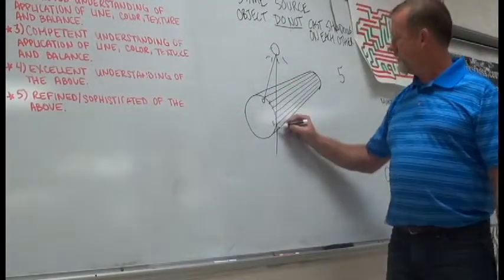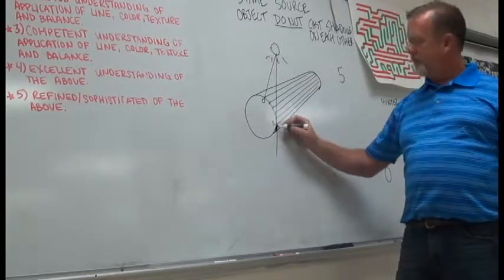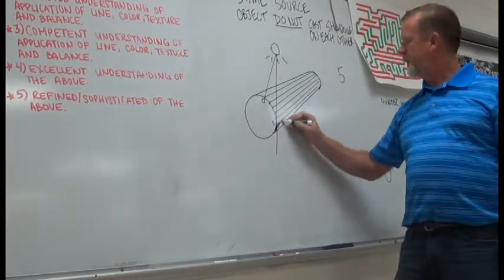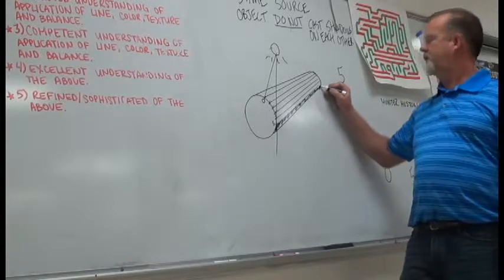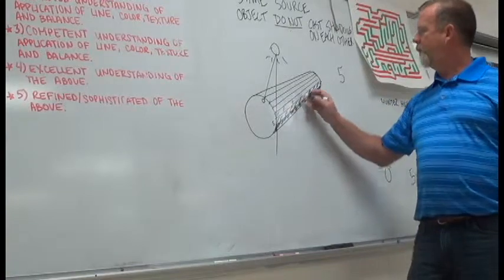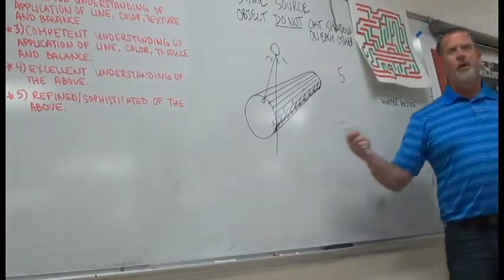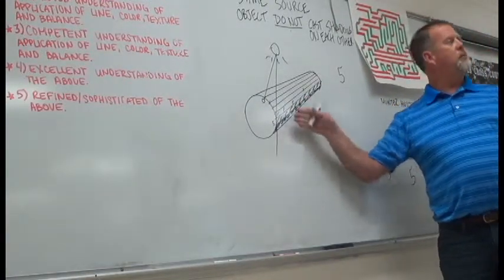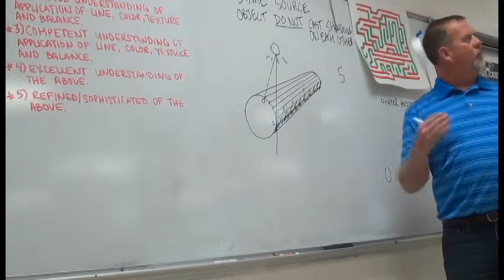So this right here would be my darkest value. This might be a 6 right here, all the way down. And then I would do 5, all the way down, and then 4. But the trick is you want to try and get a nice smooth transition from one to the next.